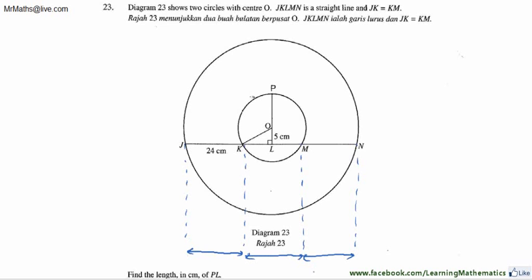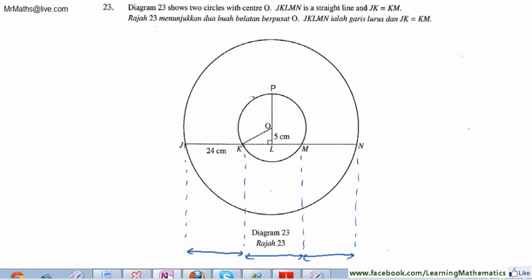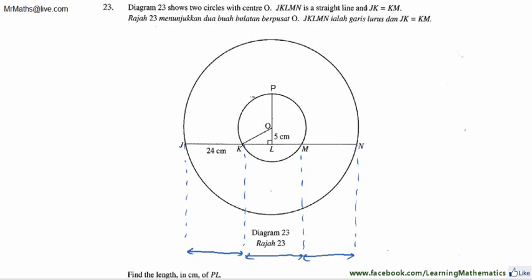They are two circles with the same center O. So find the length PL. PL is this one, the line in blue. Let's take a moment thinking about this. One piece of information that is not described but is shown in the diagram is that JK is 24. So everything here is 24. So what information can you use there?